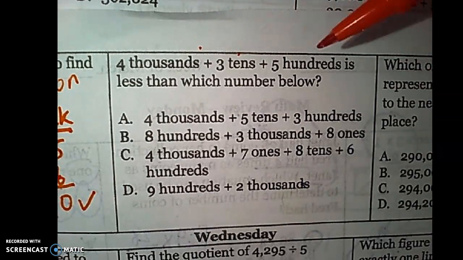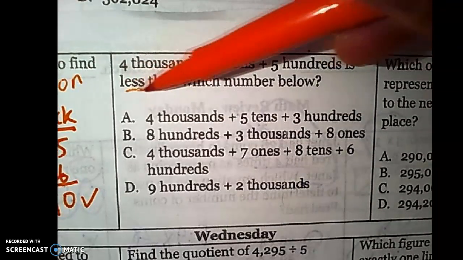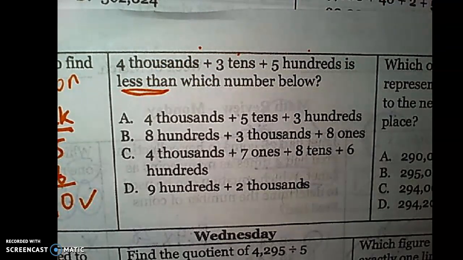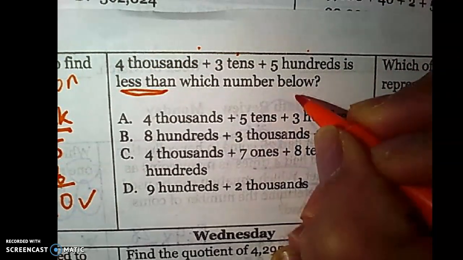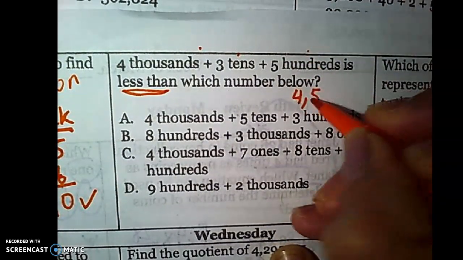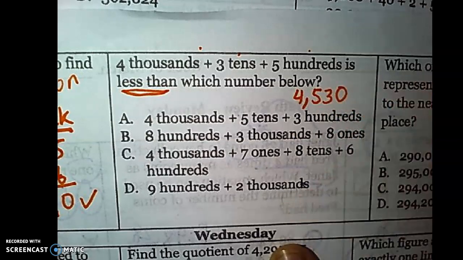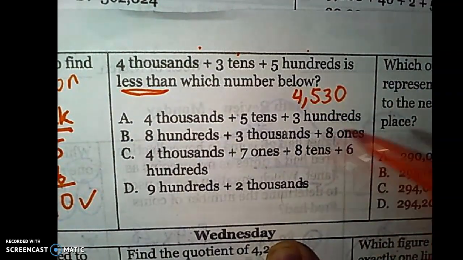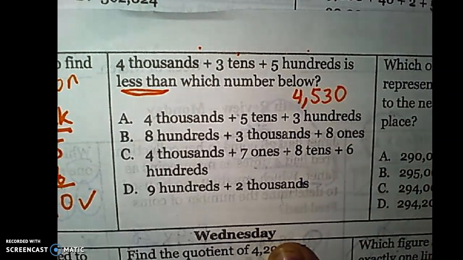4,000s, 310s, 500s is less than, less than, which number below? You don't have to read carefully, otherwise I could make a mistake. So let's write out that number. I have 4,000, the 5, 310s, I have no 1s, so I'm going to put a 0 there. So that's the number that I have, and I'm looking for something that is less than that, right?